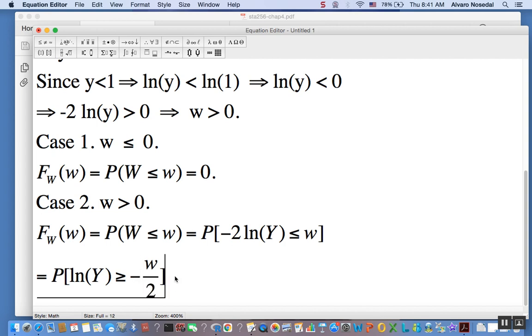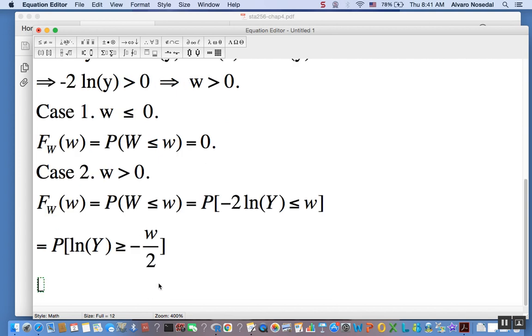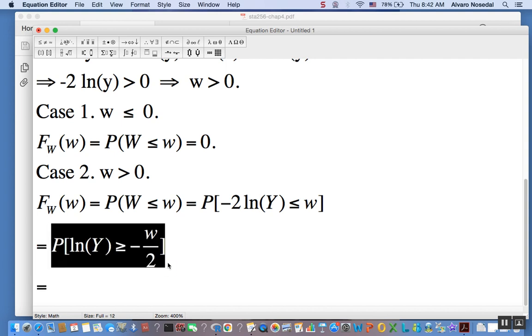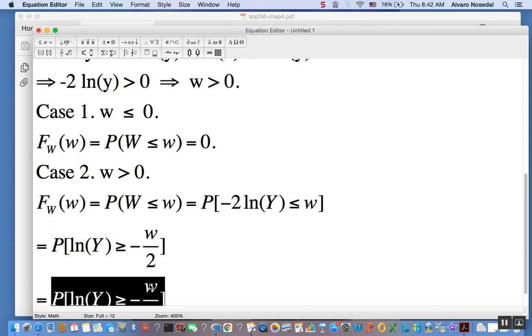Okay, right? So what we did is we divided by -2 on both sides, and that changed the inequality. Now let's apply the inverse of that function. Since natural log is an increasing function, it's a one-to-one transformation, and it's increasing, so the inequality will be preserved, right? The direction of the inequality is not going to change.